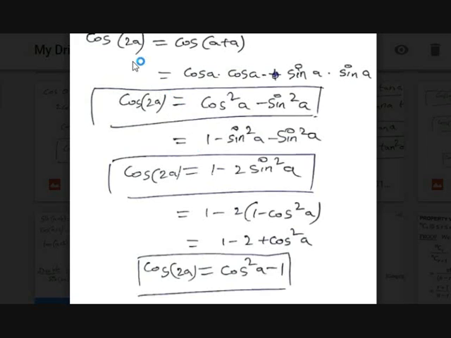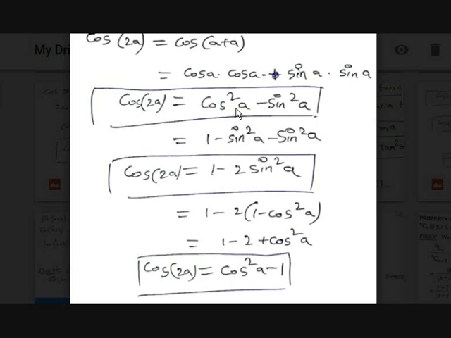First, cos 2A means cos(A plus A), as always. And we should substitute A in place of B also, right? Then it becomes cos A into cos A minus sin A into sin A. Hence cos A into cos A is nothing but cos square A minus sin square A. We got the first formula.